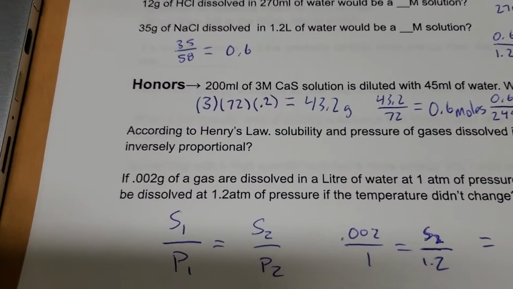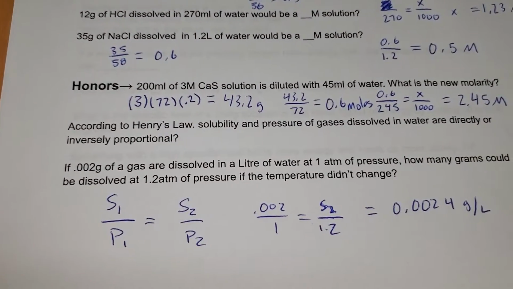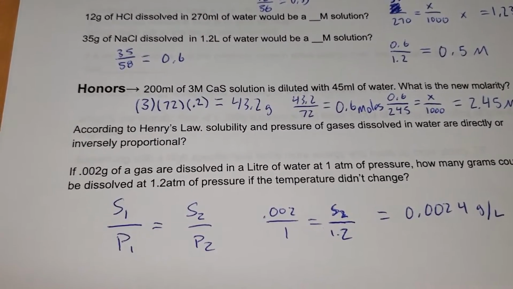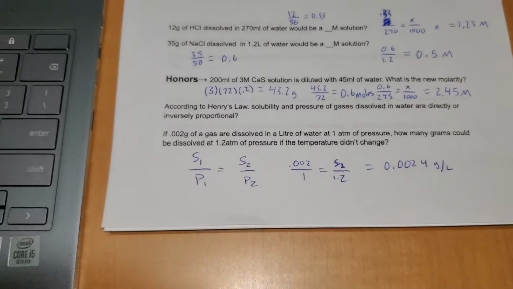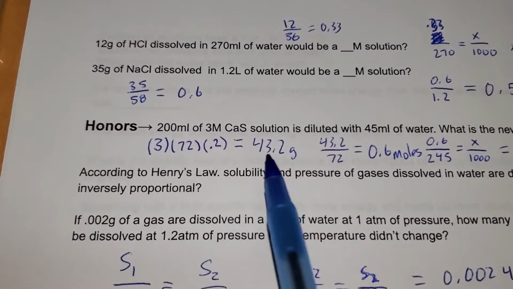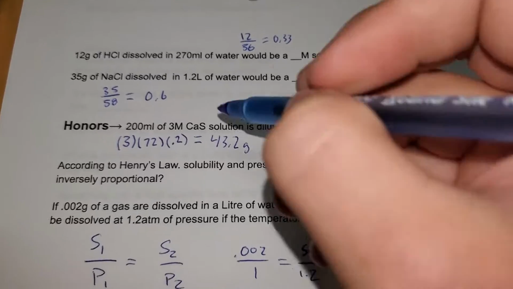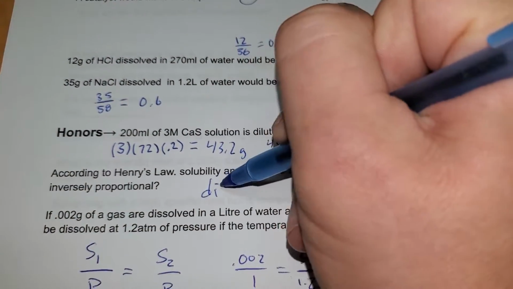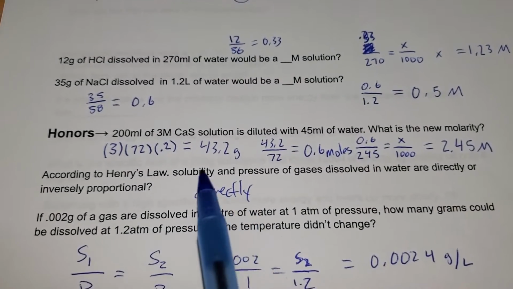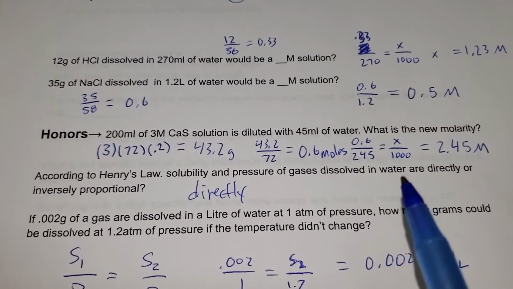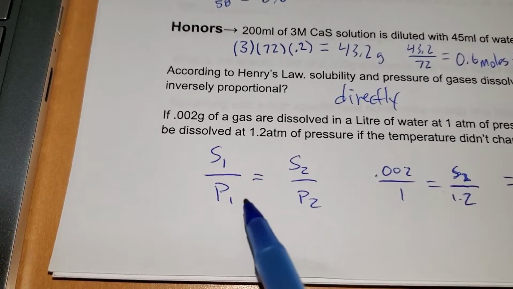Okay, so for Henry's law, are solubility and pressure of gases dissolved in water directly or inversely proportional? For Henry's law, solubility and pressure are directly proportional. The more pressure, the more solubility. And that's the fact. And that's represented here, right? The more pressure, the more solubility.